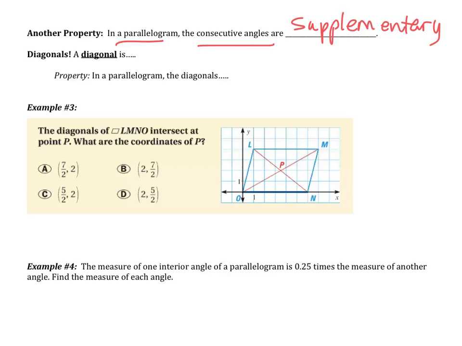Parallel sides, opposite sides congruent, opposite angles congruent, consecutive angles are supplementary. And so now the 5th one, diagonals. Remember we talked about what a diagonal is back when we did the discovery exercise for polygons, okay? In a parallelogram, the diagonals bisect each other.